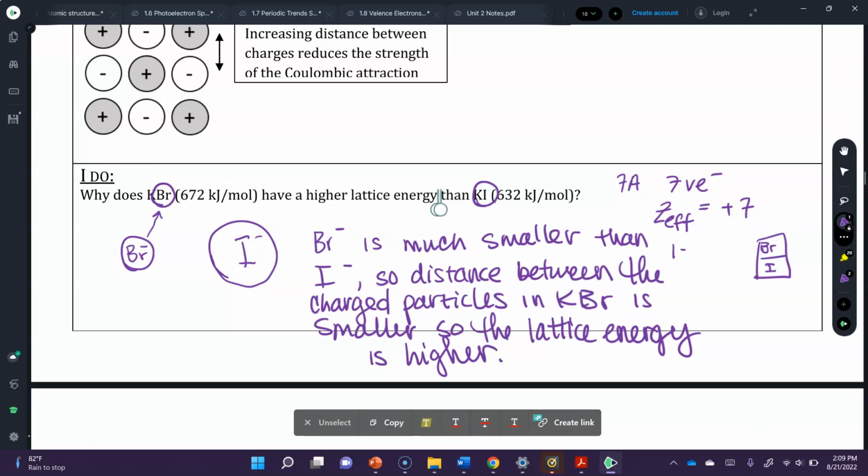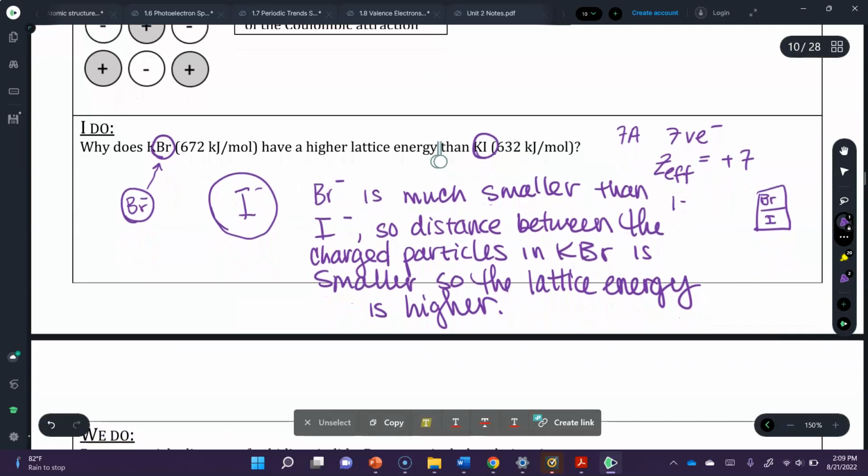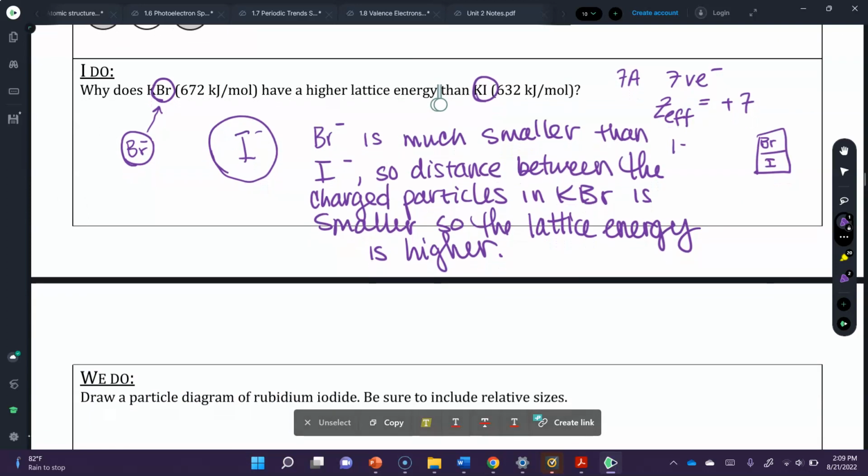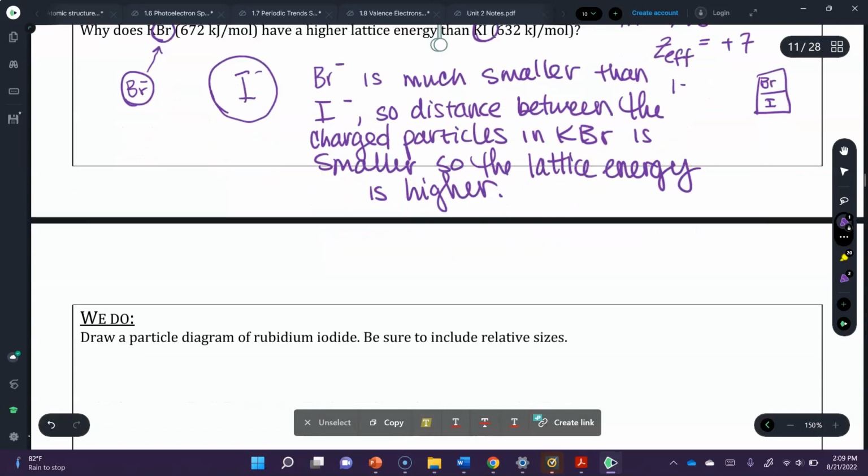Okay? So notice with a lot of these things that are charged, it always comes down to how big is it, and what is its charge? How can we relate those two to the patterns we see?